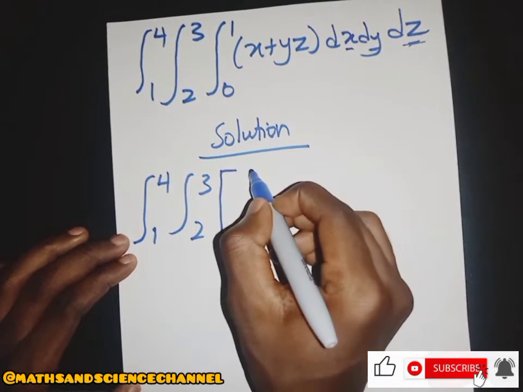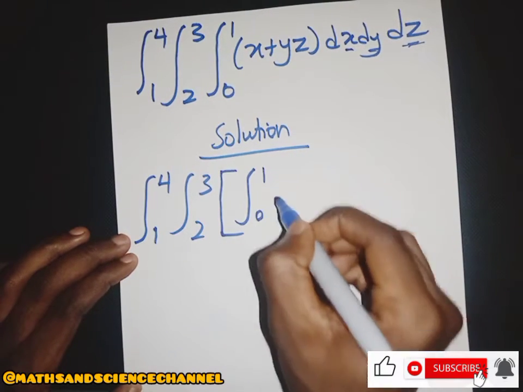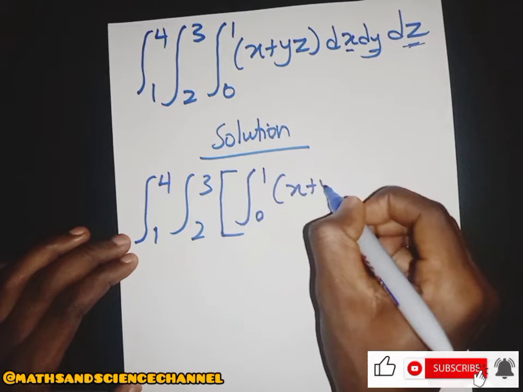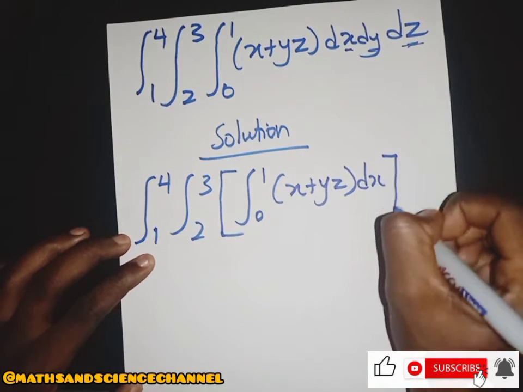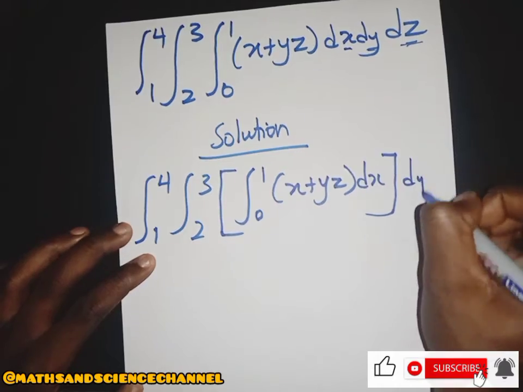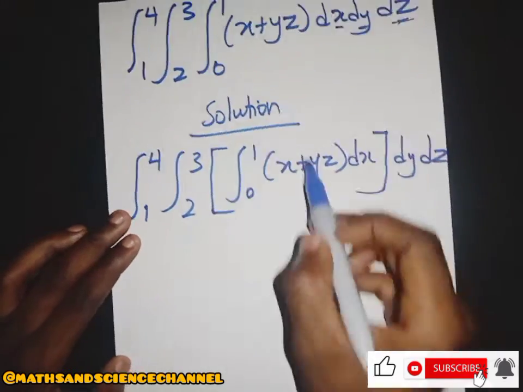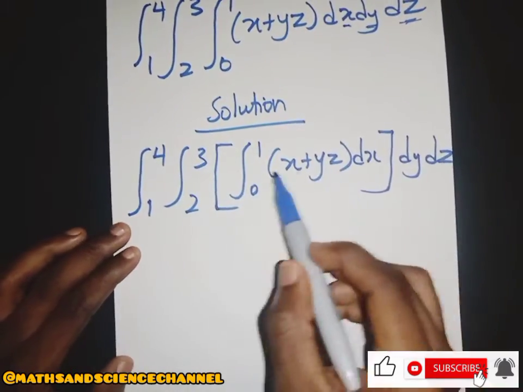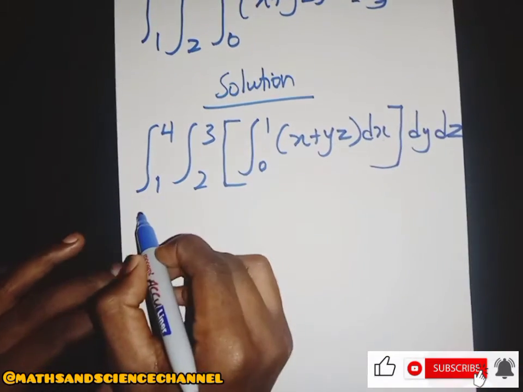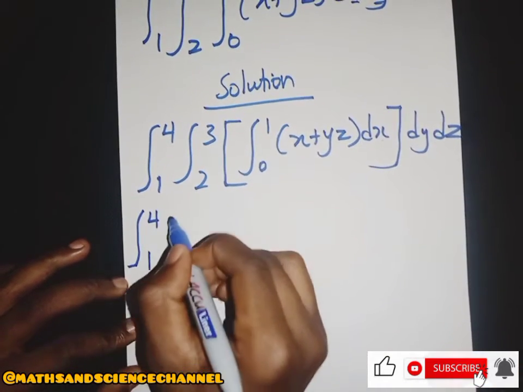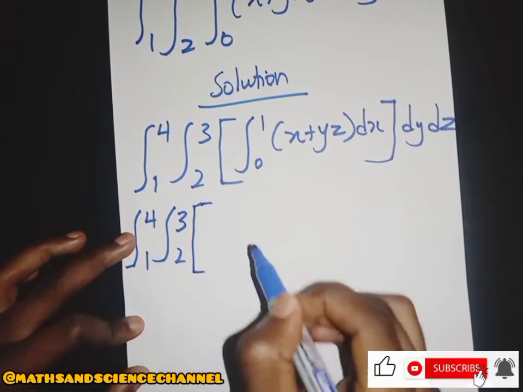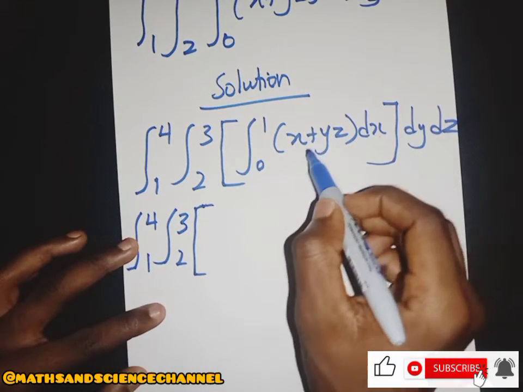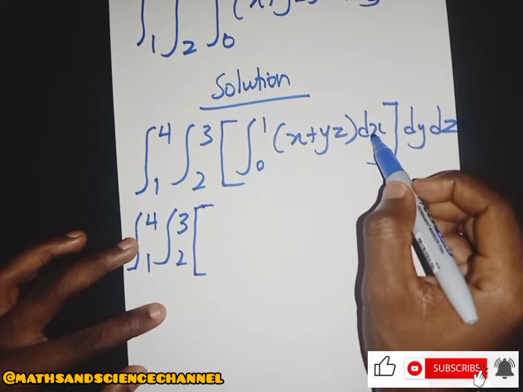Let's take the first part. We have the integral from 0 to 1 of x plus yz, with respect to x, and then we have the y and the z outside. So we are dealing with x first, with the limits 1 to 4 for z and 2 to 3 for y.